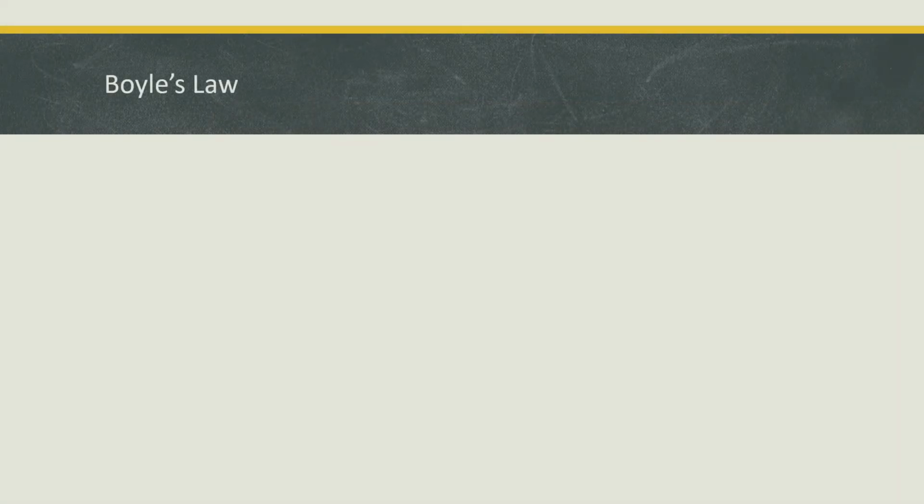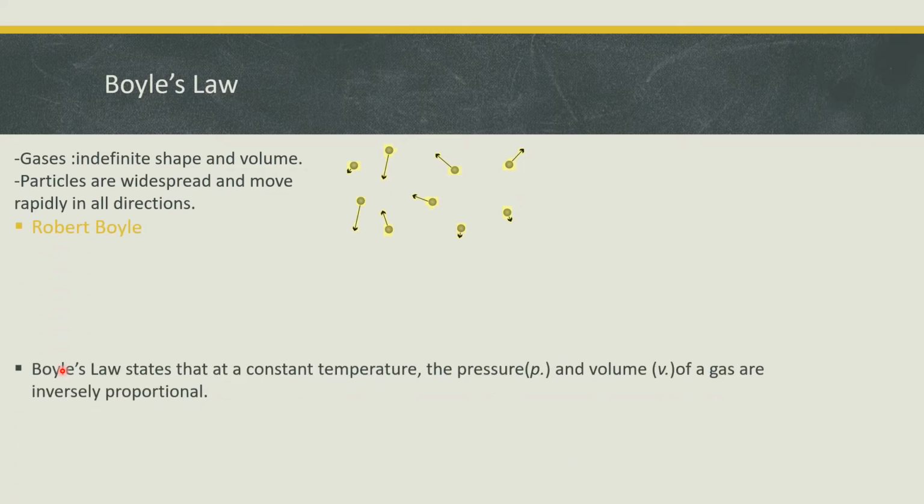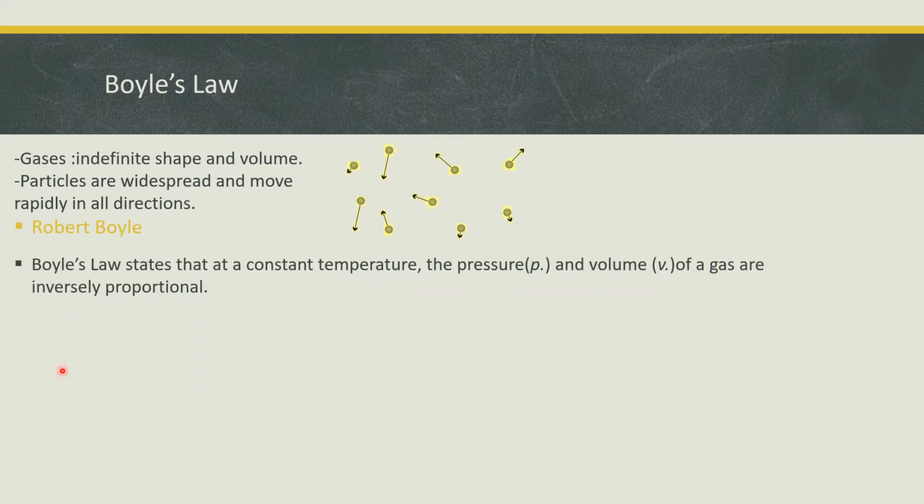Okay, so I'll start with Boyle's law, but first we have to know some properties of a gas. Gases have an indefinite shape and an indefinite volume, and their particles are widespread and move rapidly in all directions. Robert Boyle's law states that at constant temperature, the pressure and volume of a gas are inversely proportional.